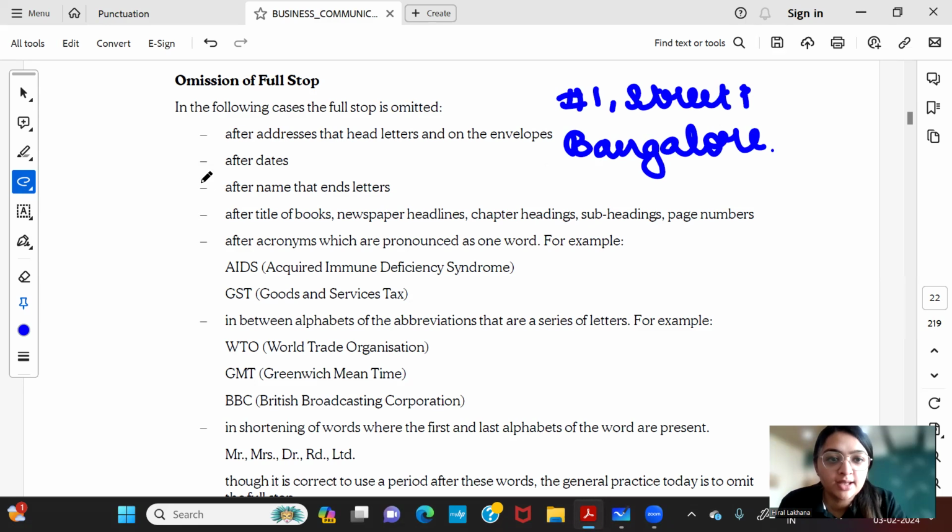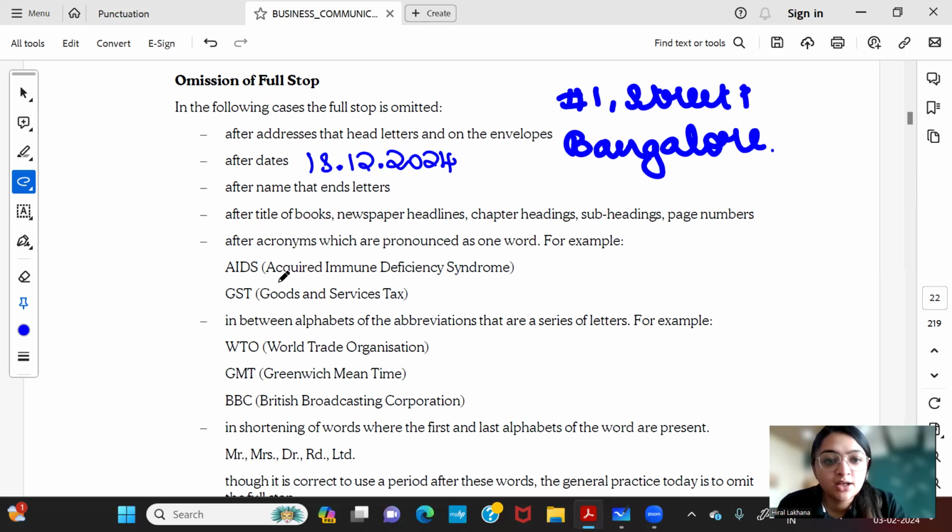To look at more examples, after dates. So say, for example, I am saying any particular date, 18th of December 2024. I have used a full stop in between the dates, but after the date, it is not going to be used. After the name that ends letters. So there are various other examples that we can see where the full stop is being omitted. After titles of books, newspaper headlines, subheadings, page numbers, and after acronyms which are pronounced as one word.